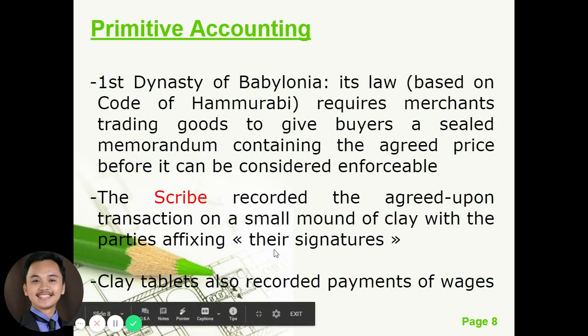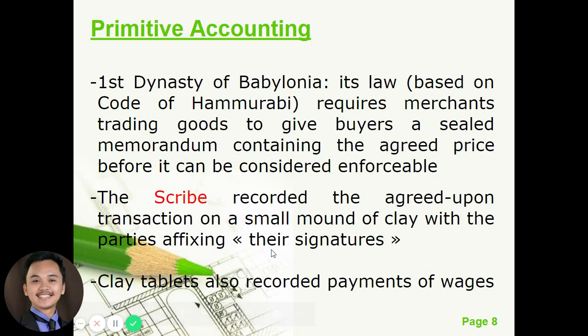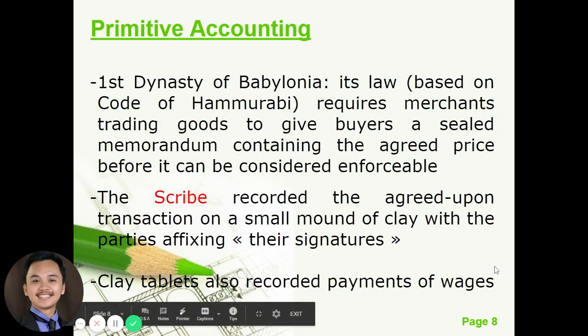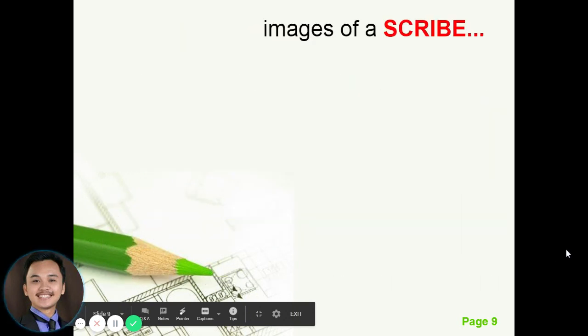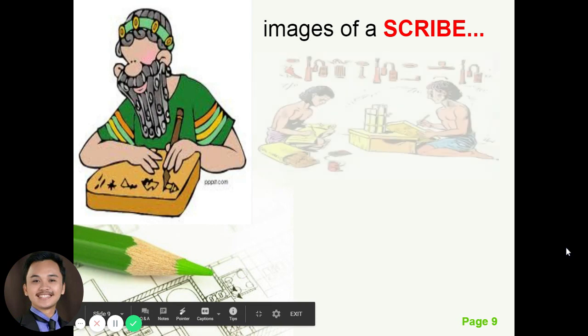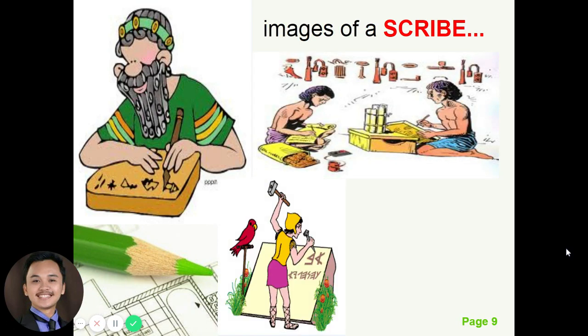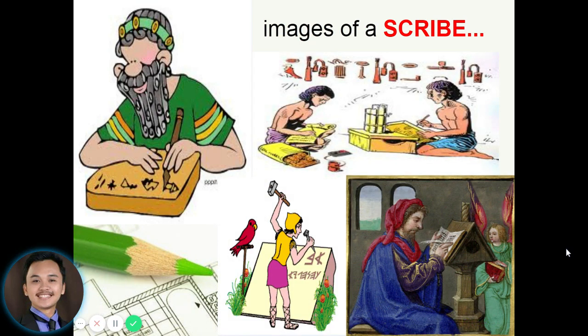So clay tablets also recorded payments of wages. So all transactions are again properly recorded even in the primitive era. So here are examples of scribe illustrations wherein all transactions are properly recorded.